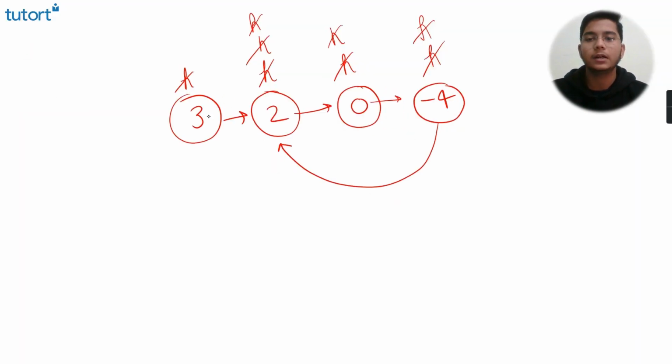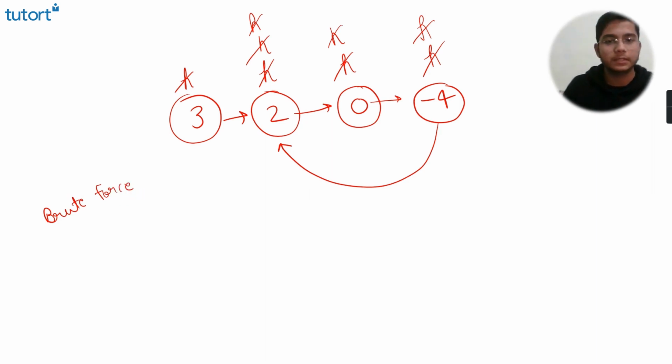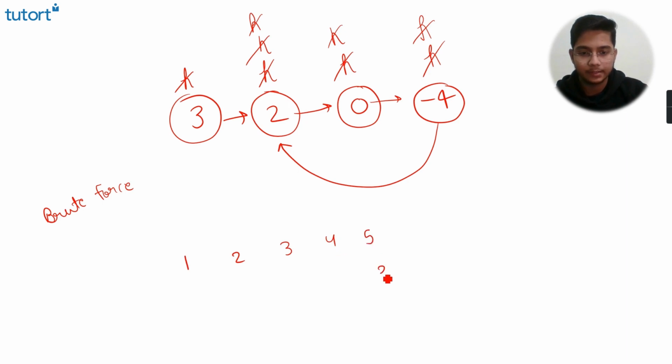Right? So here you can see what we have to do. You have to find if there is a cycle or not. So first let's discuss the brute force approach. The brute force approach will be like this. What you have to do is create an unordered map, right? So let's say 1, 2, 3, 4, 5, 3, 6, right? So let's say it's like this.